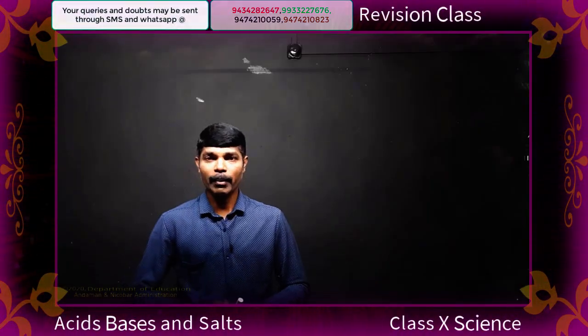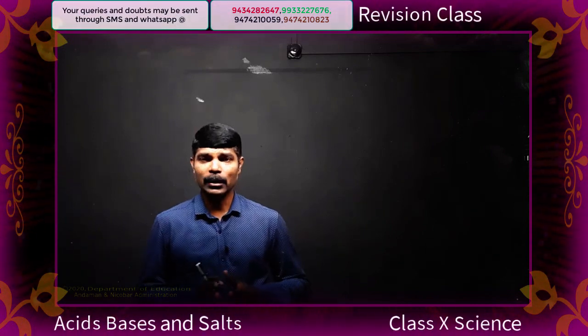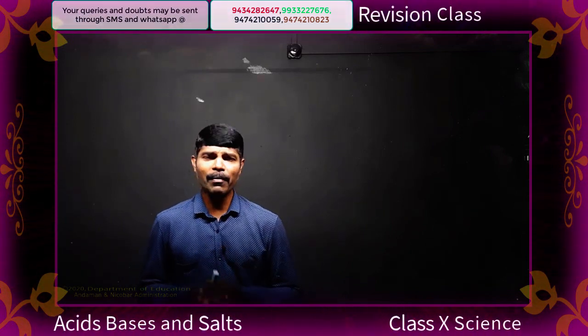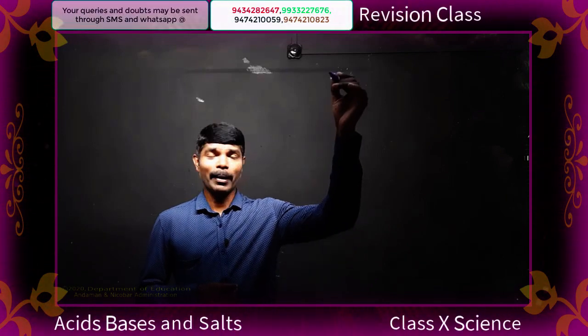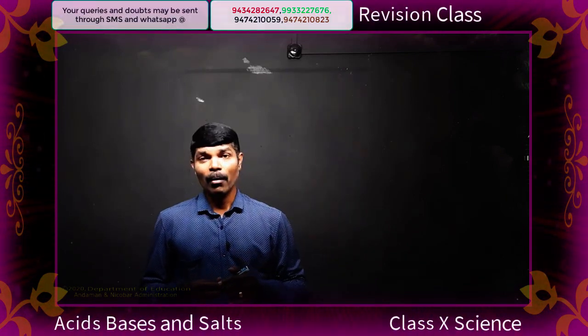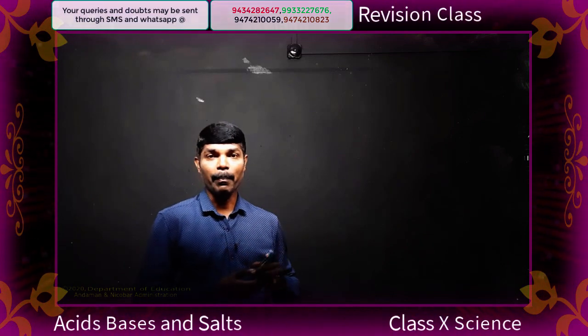Let us understand the chemical properties. As far as this chapter is concerned, 2 chemical properties are very important. The first chemical property is what happens when acids and bases react with metal.